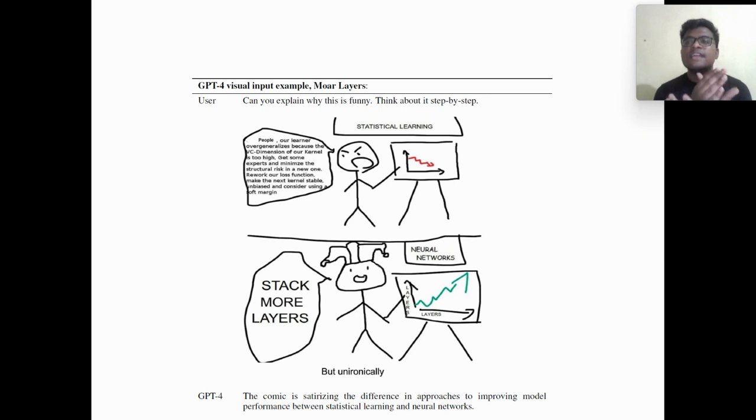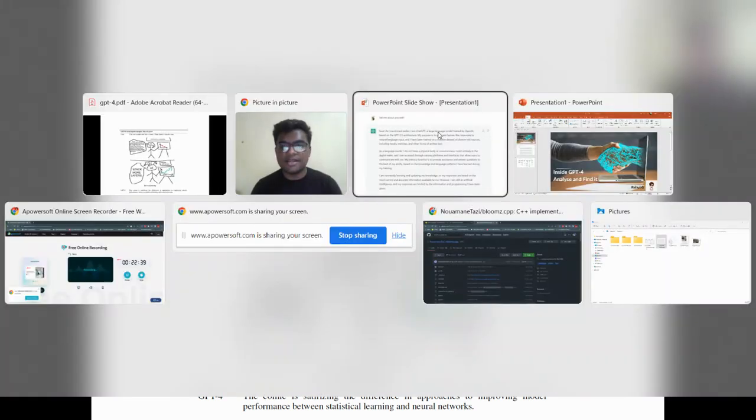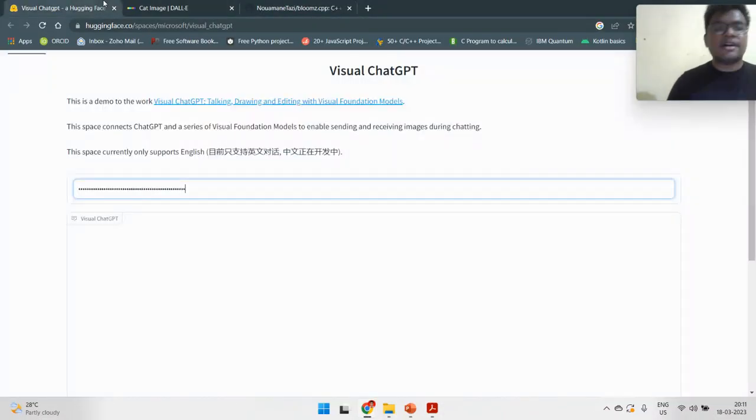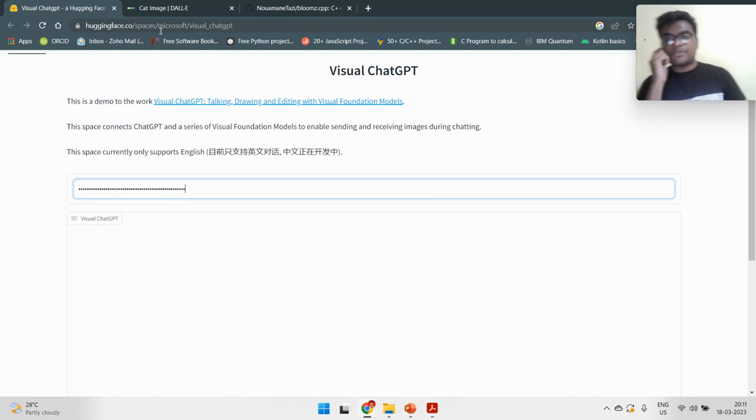So GPT-4 is an advanced version which can also help you with image inputs, so that it can provide you the exact outputs. So let's talk about what I am supposed to give over here. I was talking about visual ChatGPT.